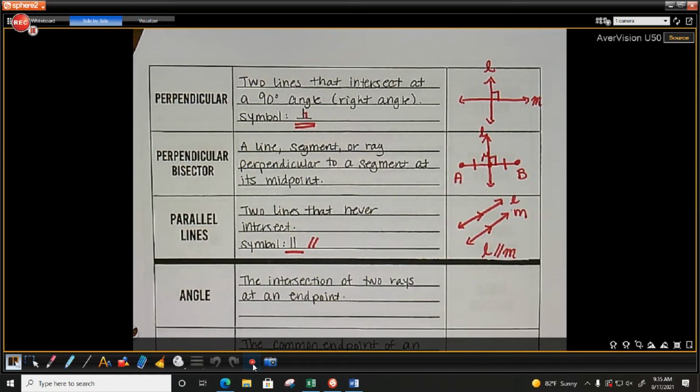Good? Guys, I will tell you, we just made your test. There will be vocabulary on your test. Make sure you know these words. Okay, these words will be on your test. Good?